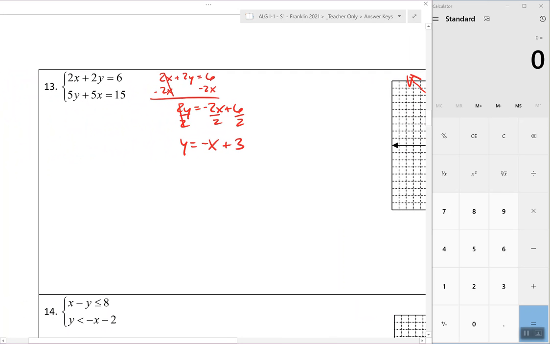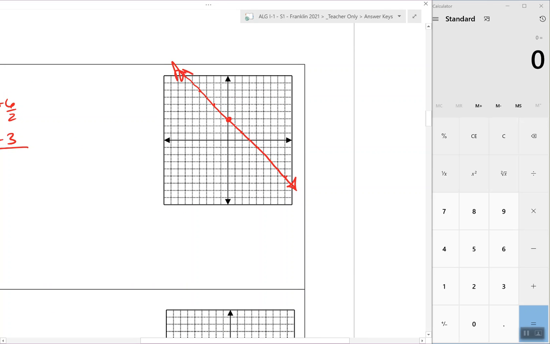Okay, let's look at the other one, 5y plus 5x equals 15. We're going to subtract 5x. 5y equals -5x plus 15. We'll divide by 5, and y equals -x plus 3 again. So those are the same line, which means they're going to look the same when you graph them, like this.